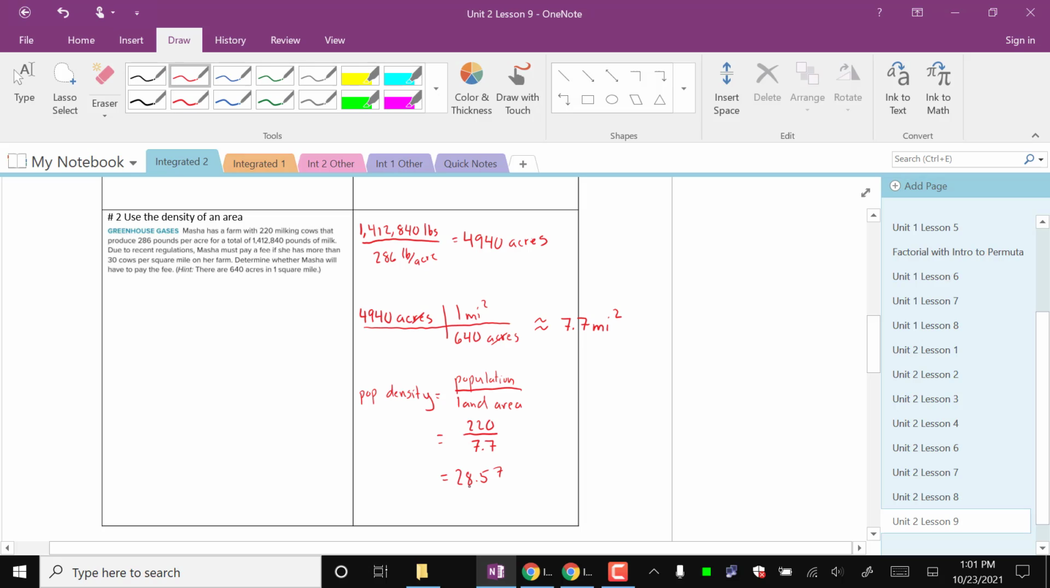Basically 29. And because 29 is fewer than 30, she will not have to pay a fee. 28.57, basically 29, is less than 30.